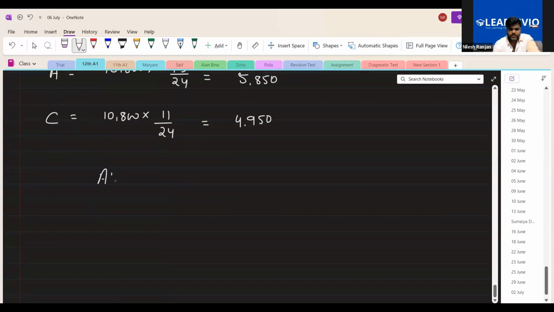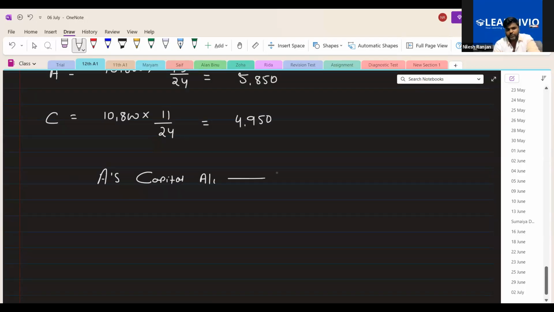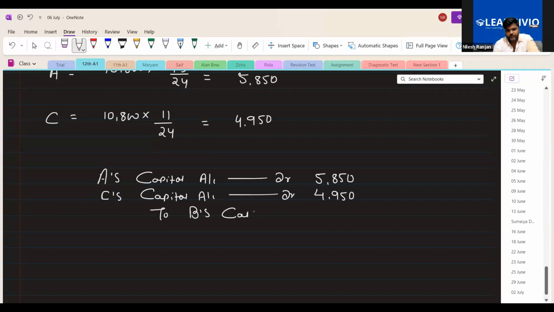Journal entry, it will be A capital debit 5,850, C capital debit 4,950, to B capital 10,800. So this is our journal.